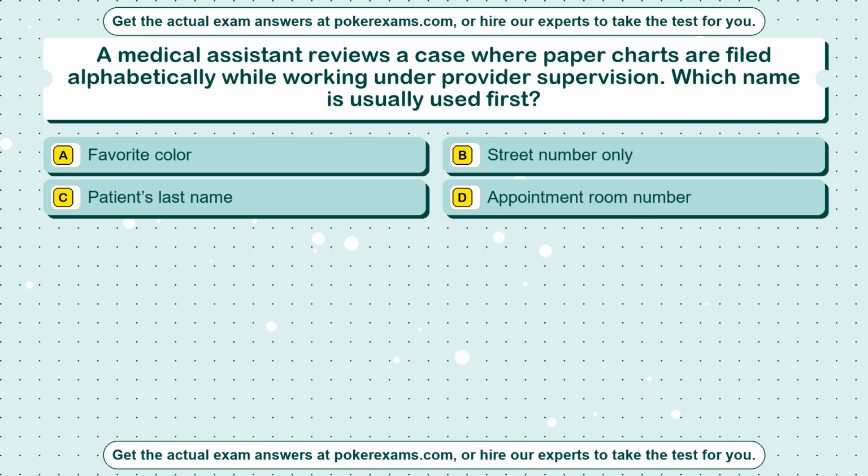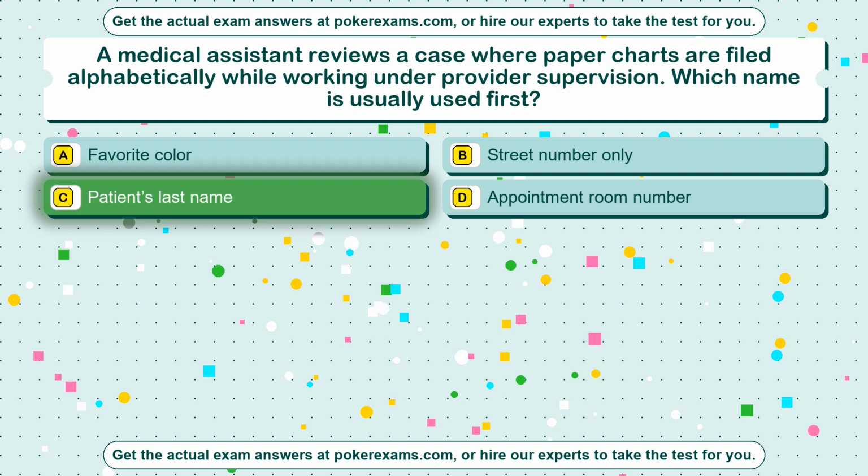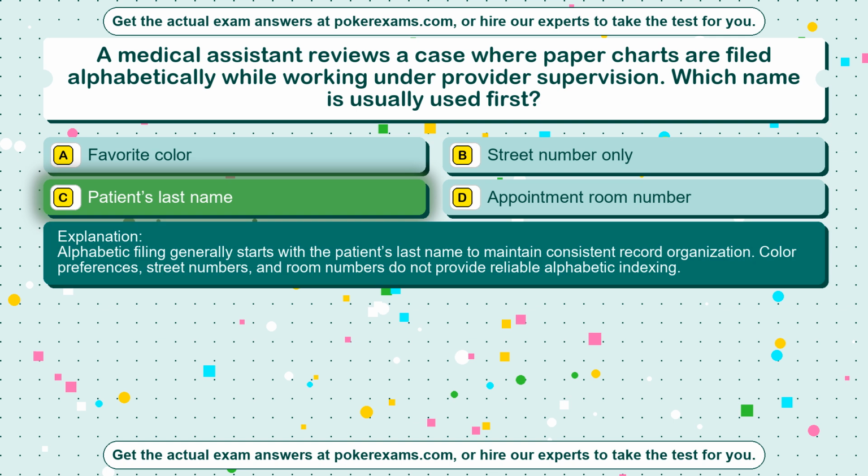Question 92. A medical assistant reviews a case where paper charts are filed alphabetically while working under provider supervision. Which name is usually used first? Option A, favorite color. Option B, street number only. Option C, patient's last name. Option D, appointment room number. The correct answer is option C, patient's last name. Alphabetic filing generally starts with the patient's last name to maintain consistent record organization. Color preferences, street numbers, and room numbers do not provide reliable alphabetic indexing.